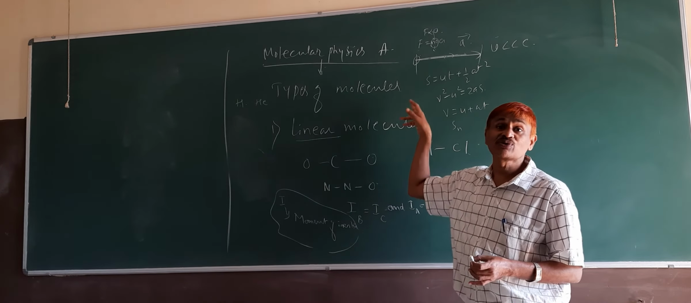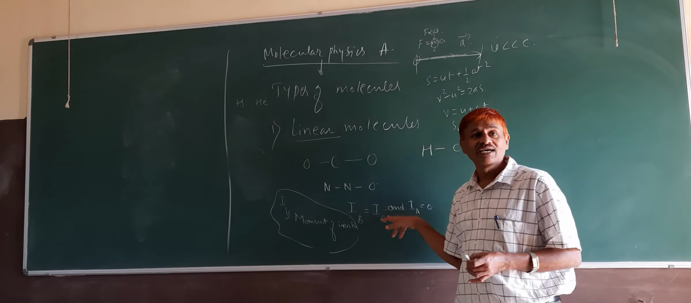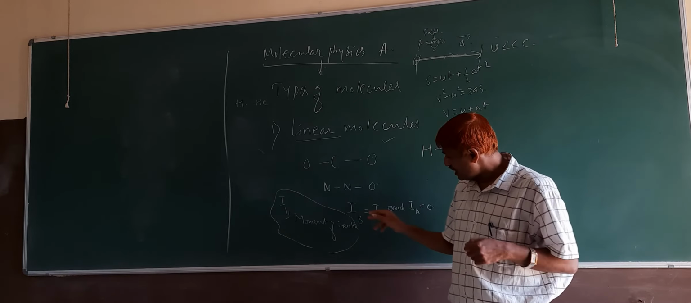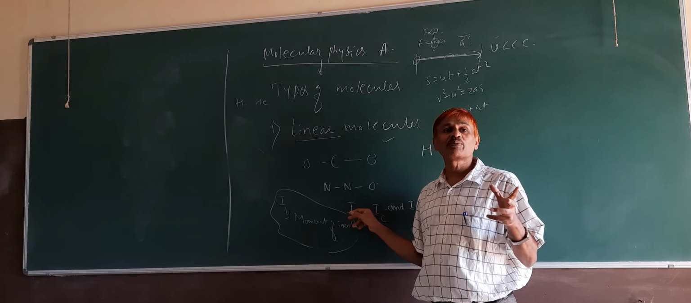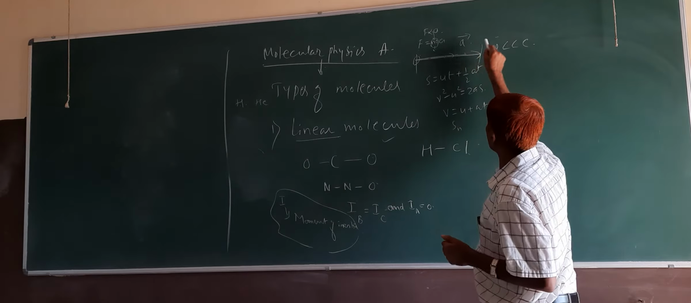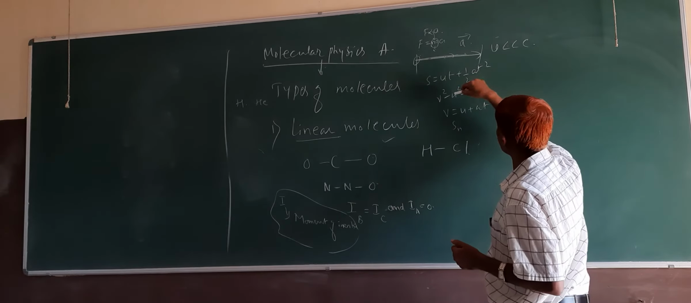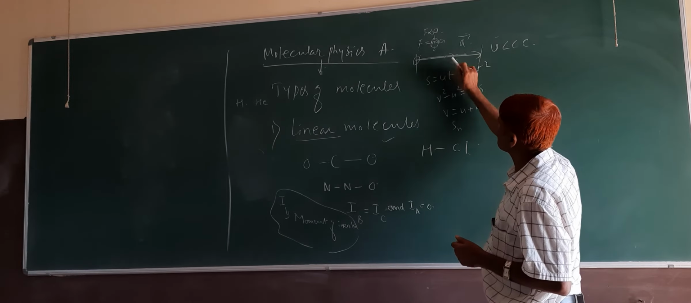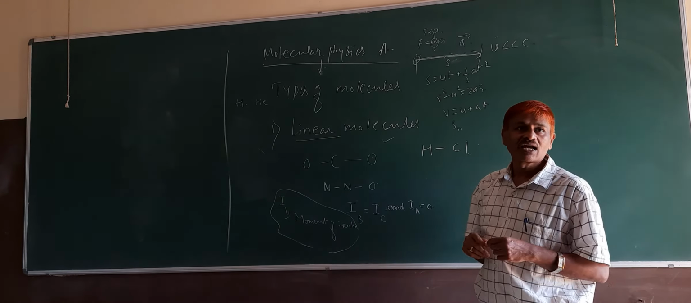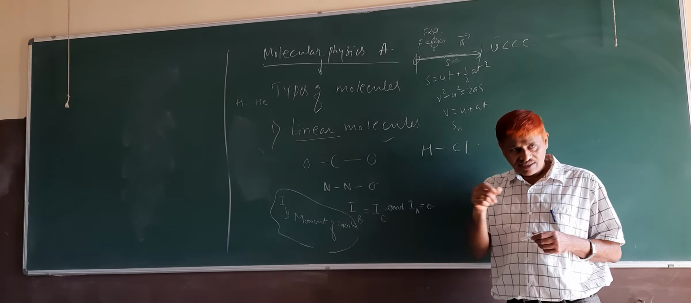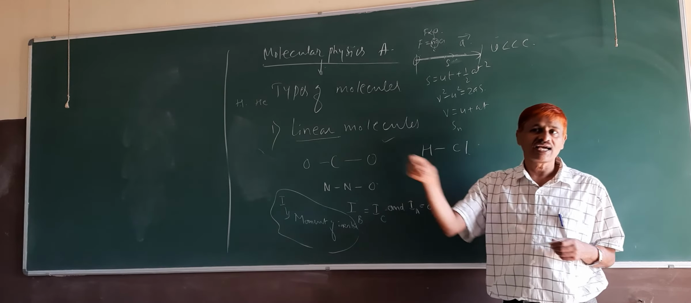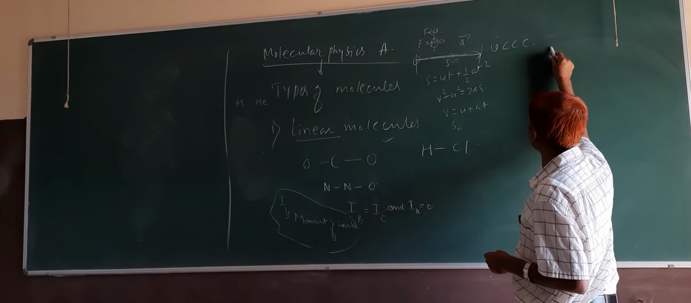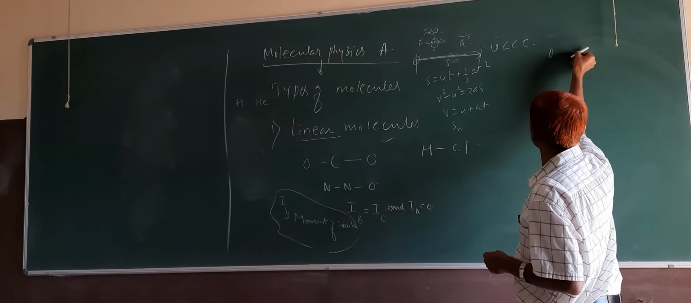But what is there? You should know the fundamentals. What is IB equal to IC but not equal to IA in case of linear molecules? Here I represents moment of inertia. So what is the difference between linear motion and rotational motion? Here distance is measured in meters, right? It is the length covered in a direction, that is displacement. And for rotational motion it is the angle.